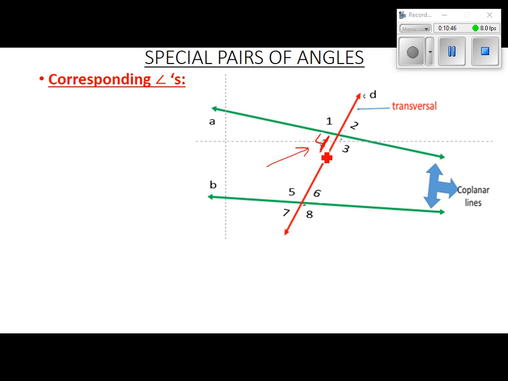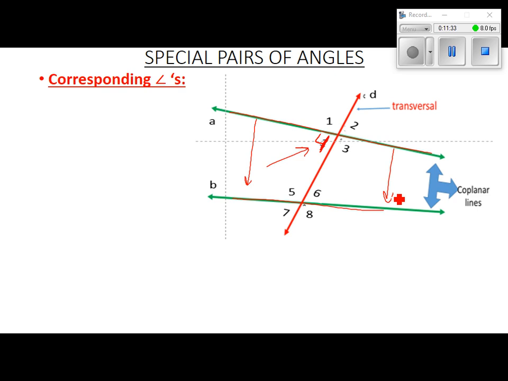Corresponding angles. Corresponding angles are formed, there's a special pair, these are all special pairs of angles. The next 4 things that we're going to talk about. Corresponding angles are formed when you take the 2 coplanar lines or parallel lines, whichever ones we're dealing with, and the easiest way to explain it is if you smash them together. So if I take line A and I smash it down so that it lays right on top of line B, not fold it over to match it up, but just smash it, the angles that lay on top of each other are going to be corresponding angles.